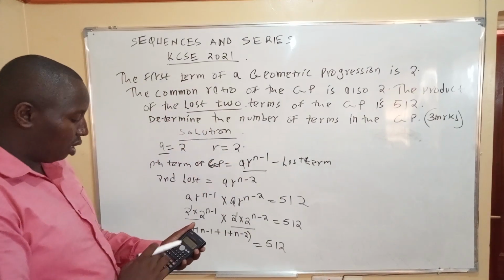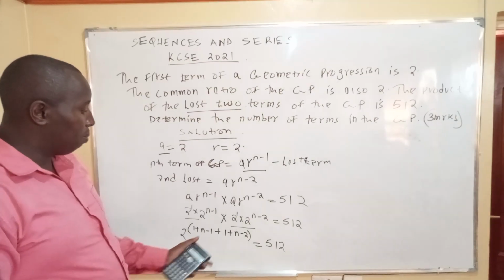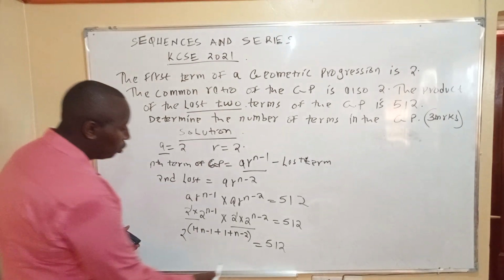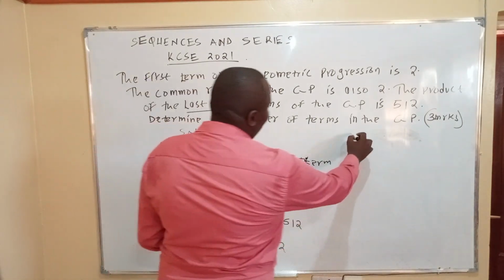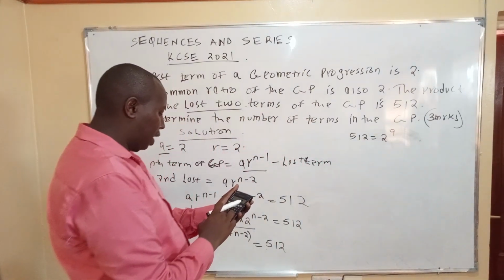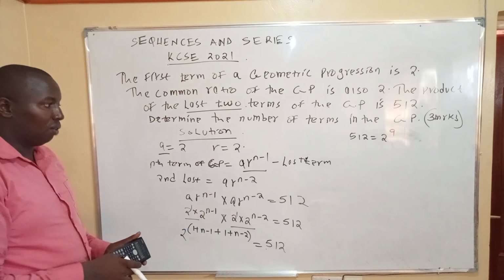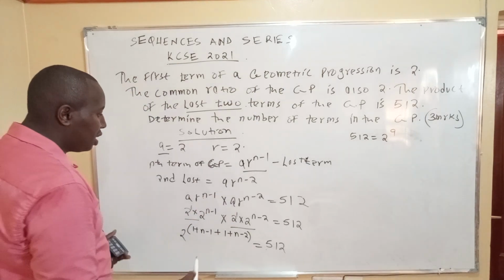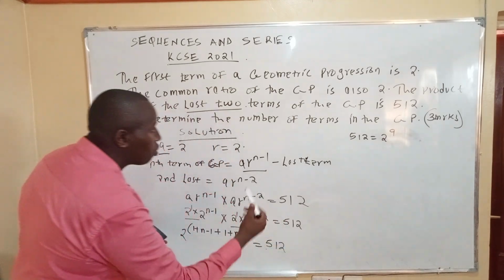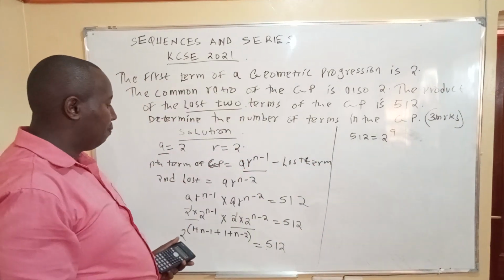Now, express 512 in its simplest form in base 2. 512 is the same as 2 to the power 9. So instead of writing 512, you write 2 to the power 9. That's the concept of indices tested there.